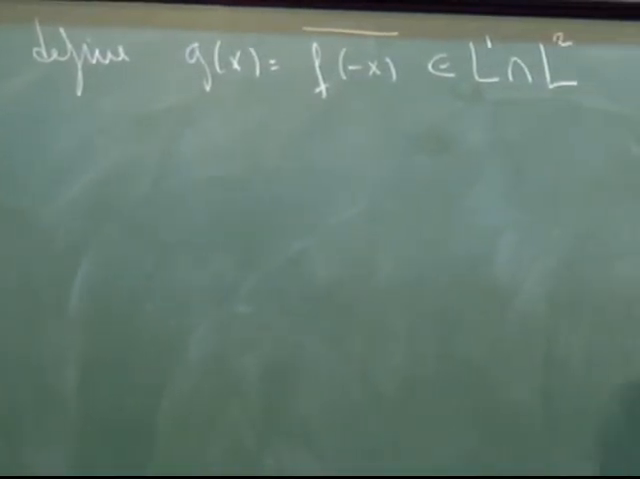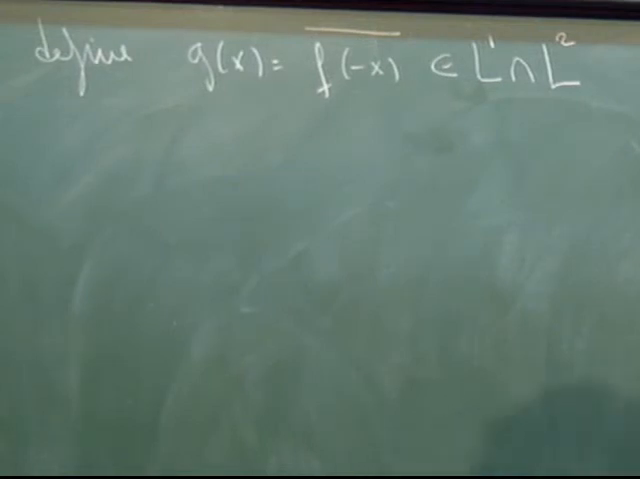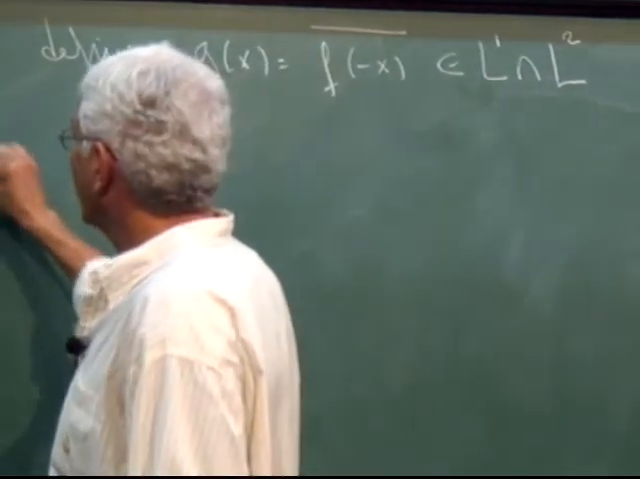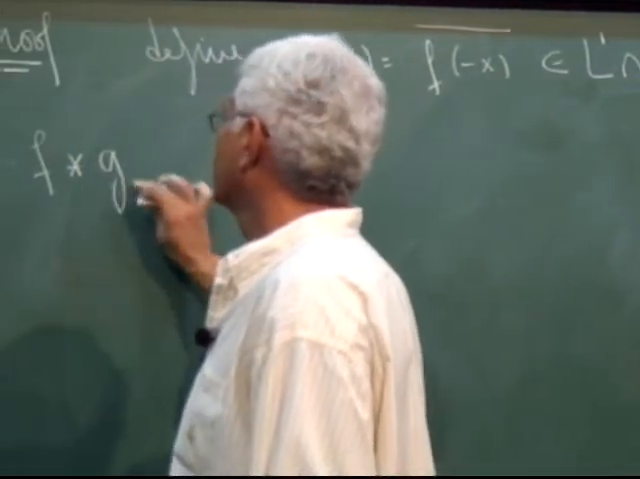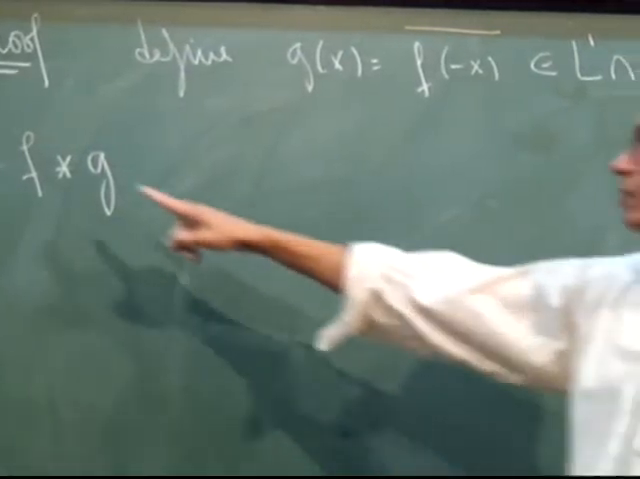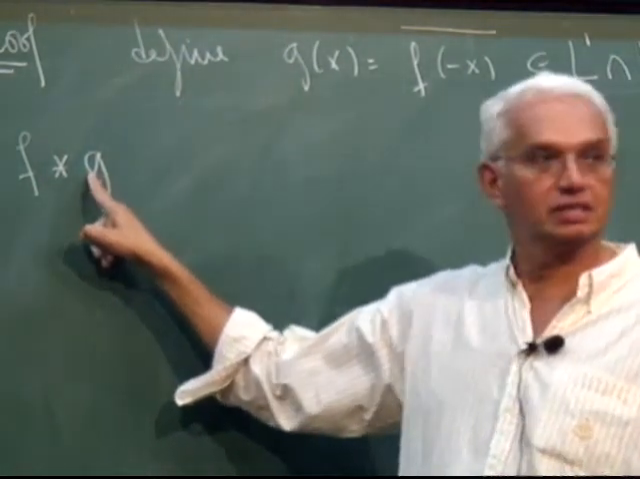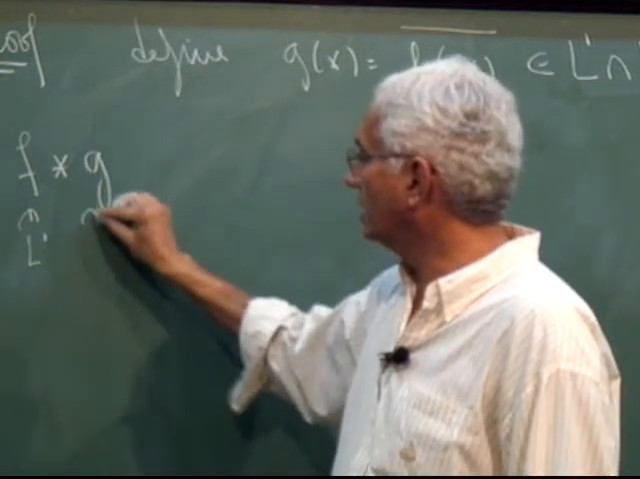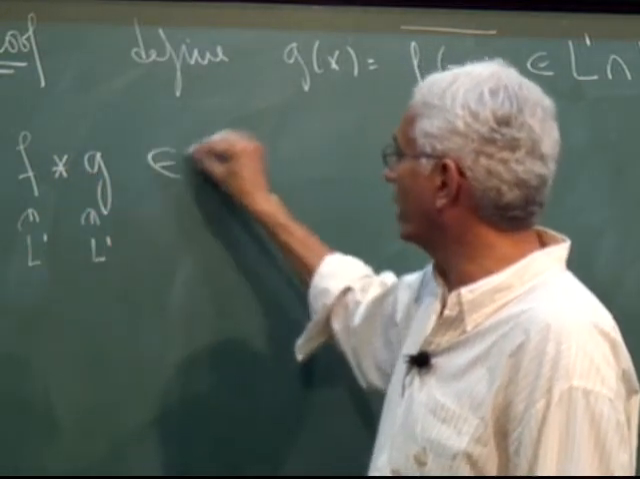You're not changing any size of anything because everything is absolute value. Okay. Then compute the convolution of these two functions. To begin with, this is in L1 and this is in L1. Since this is in L1 and this is in L1, this belongs to L1.